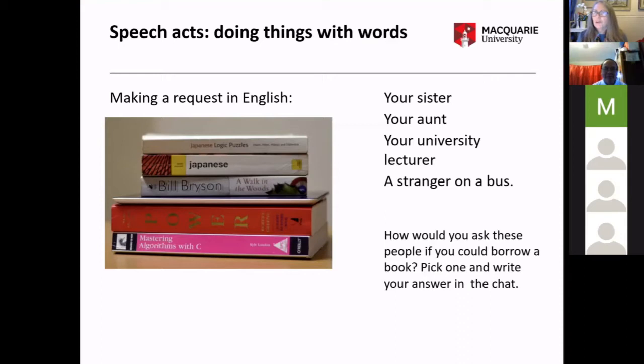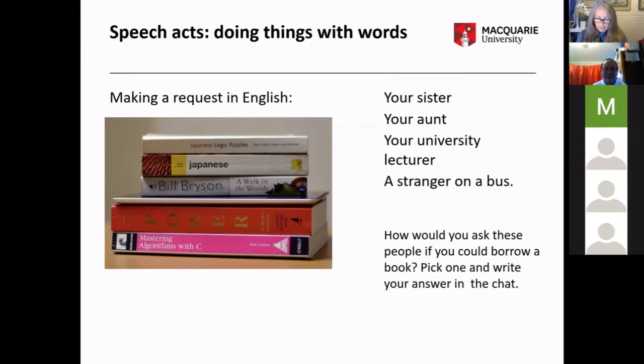I mean, it's quite normal to ask your sister, your aunt, or your lecturer to borrow a book. Nothing wrong with that. But a stranger on a bus is quite a weird thing to do, isn't it? So for a stranger on the bus, you would probably have to use much more complex language if you decided to do it at all.